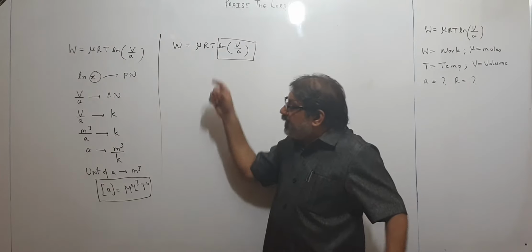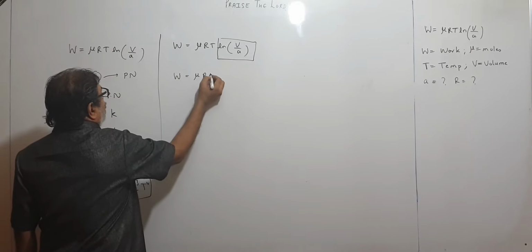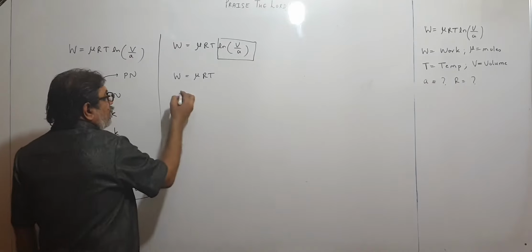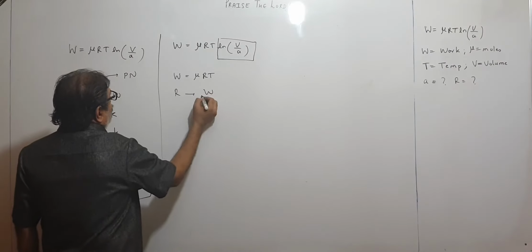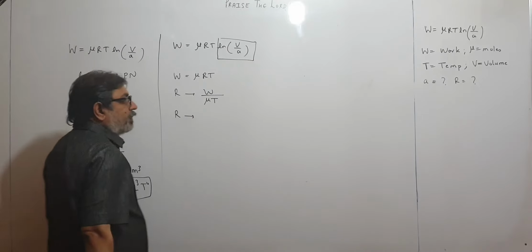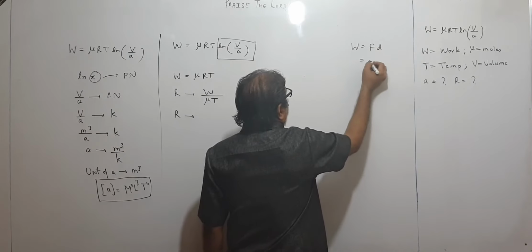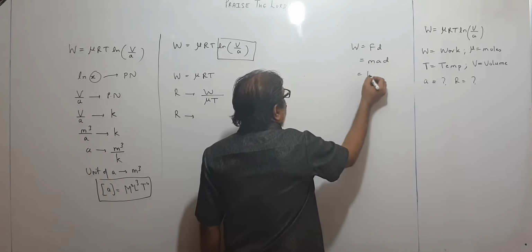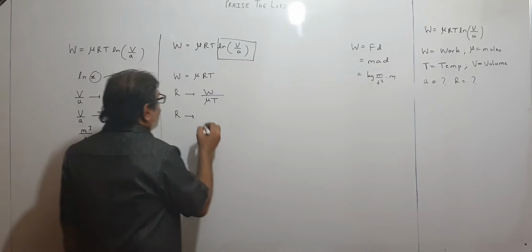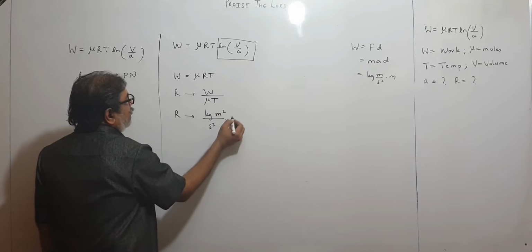Now I want units of R. So I will write W equal to mu RT, forgetting about this because it is a pure number, not contributing to units. So R becomes W upon mu T. So unit of R will be work. Work is force into displacement. Force means mass, acceleration, displacement. So kilogram meter per second square into meter. So that means work becomes kg meter square upon second square.